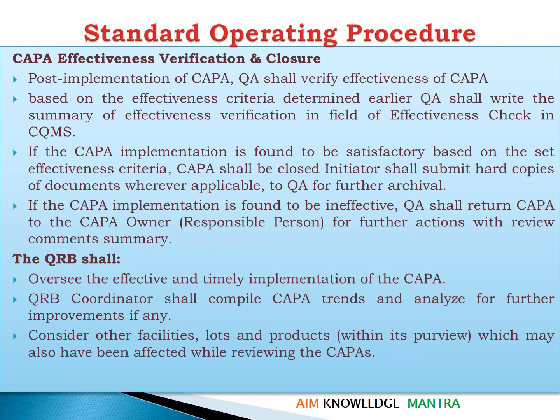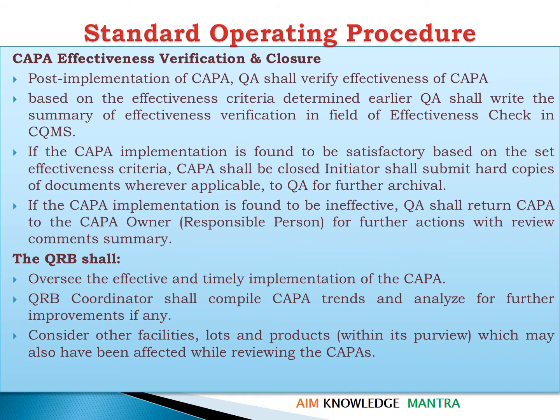Post-implementation of CAPA, QA shall verify effectiveness of CAPA. Based on the effectiveness criteria determined earlier, QA shall write the summary of effectiveness verification in field of effectiveness check in CQMS. If the CAPA implementation is found to be satisfactory based on the set effectiveness criteria, CAPA shall be closed. Initiator shall submit hard copies of documents wherever applicable, to QA for further archival. If the CAPA implementation is found to be ineffective, QA shall return CAPA to the CAPA owner, responsible person, for further actions with review comments summary.